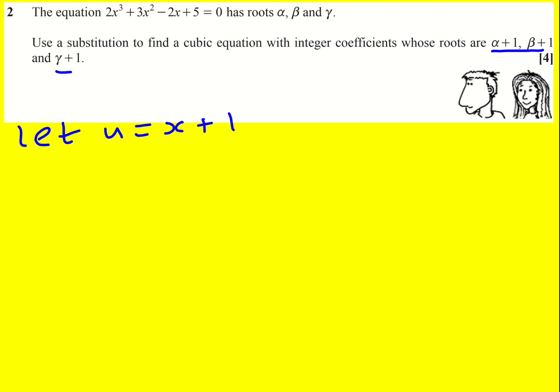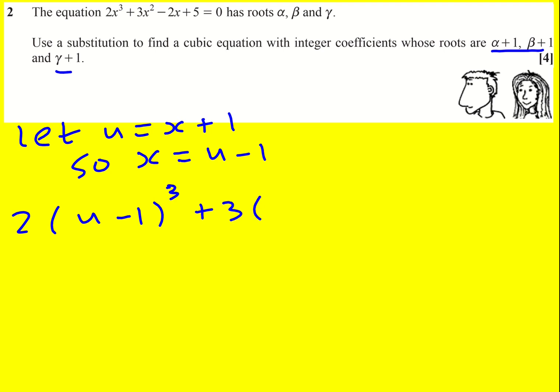And then we can just substitute in for u into this equation by writing x as u minus 1. So it's going to be 2 lots of u minus 1 cubed plus 3 lots of u minus 1 squared. Okay, we just need to carefully manipulate the algebra now.